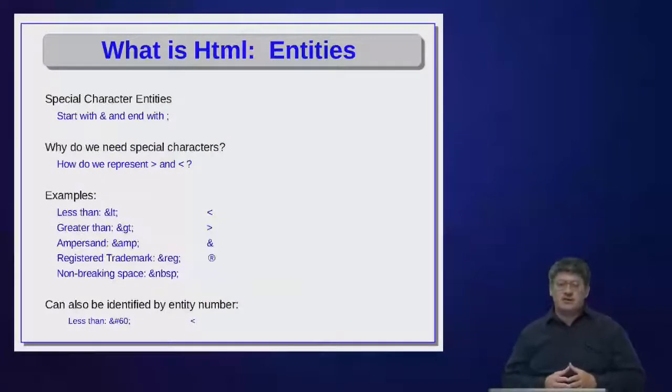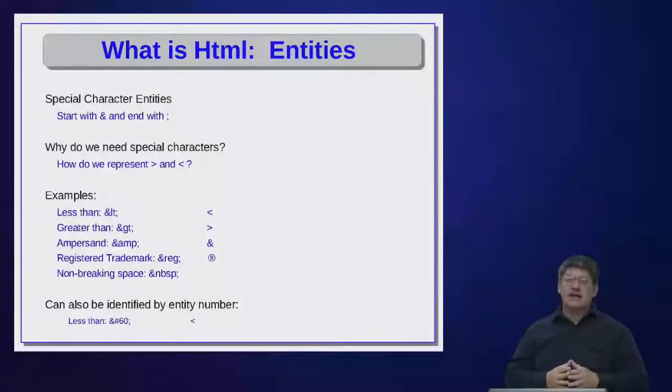The special character entities, however, are also really important. Remember, we're using the less than and greater than signs to specify tags for our elements. And that means that if we actually want to show a less than or a greater than on a page, we can't do it by just saying less than or greater than. So in order to be able to represent special characters like that, we can use HTML special character entities. Special character entities start with an ampersand character and end with a semicolon.